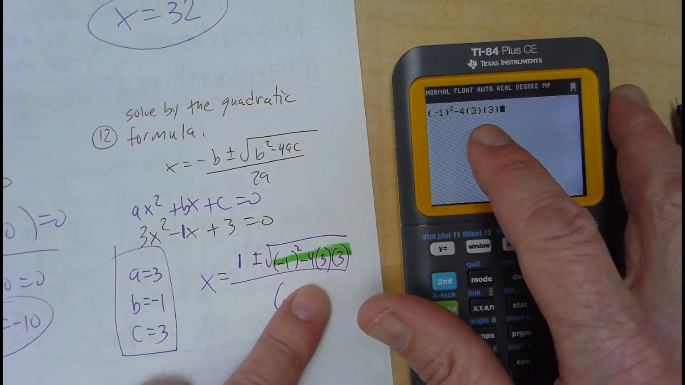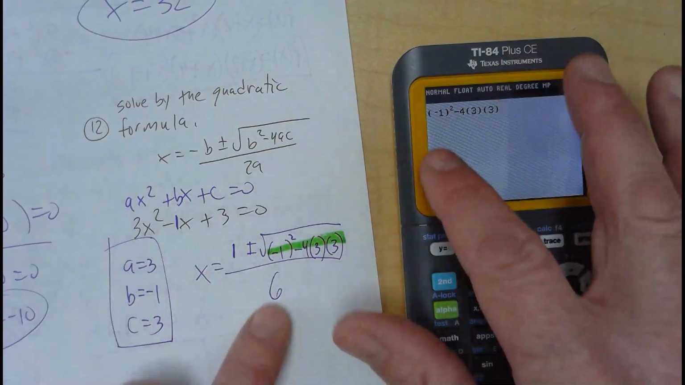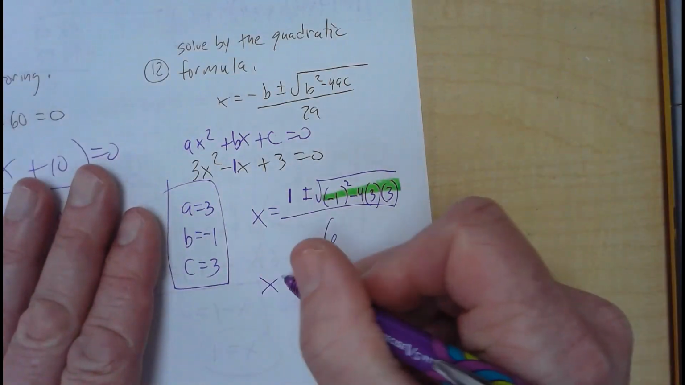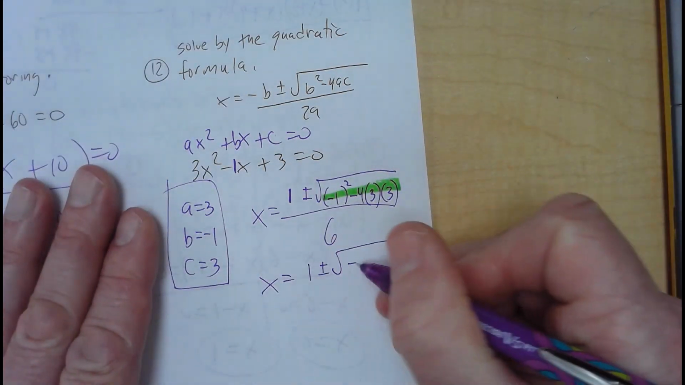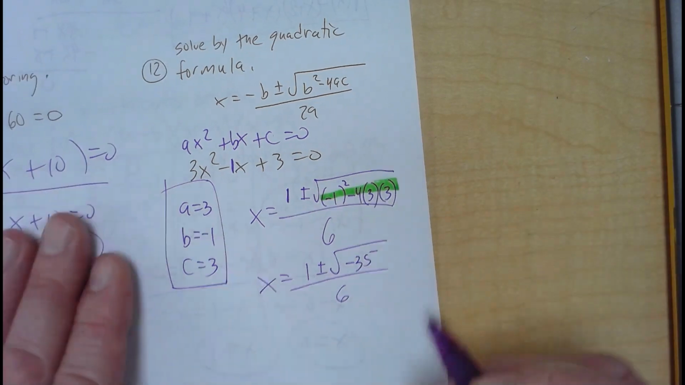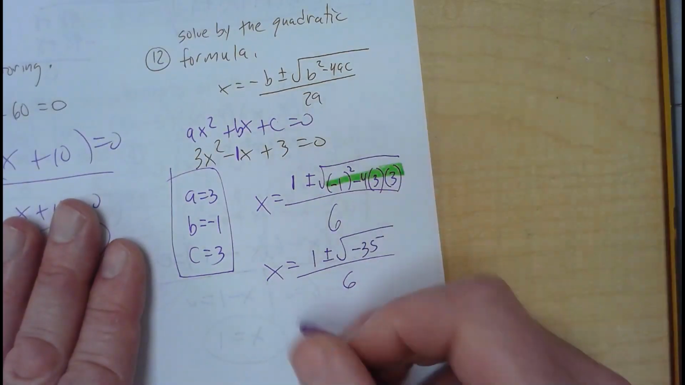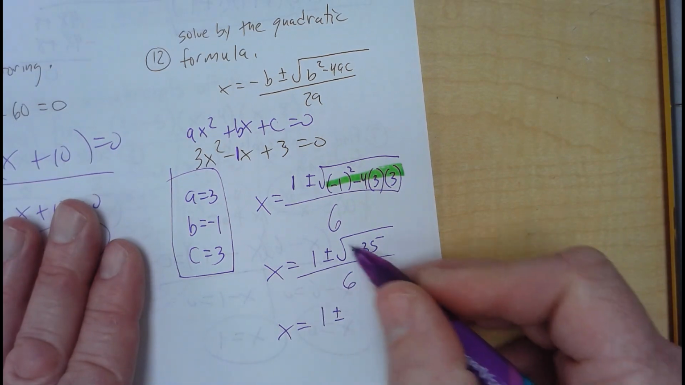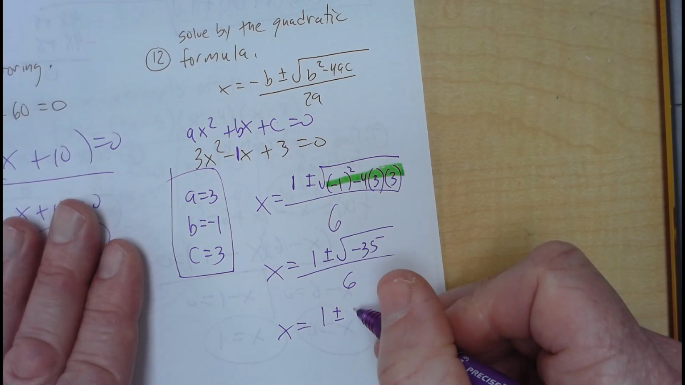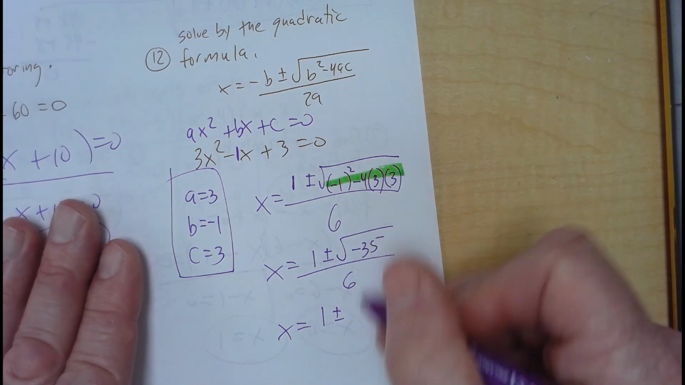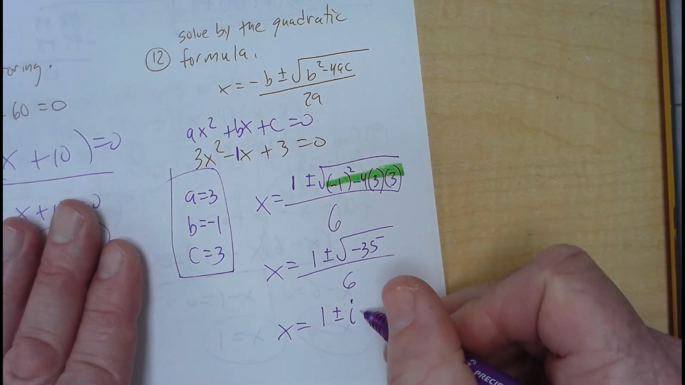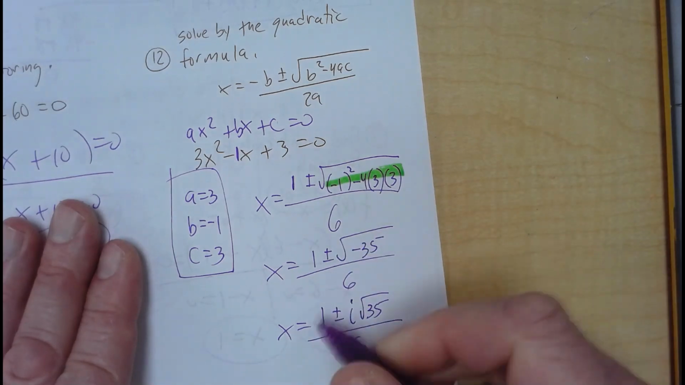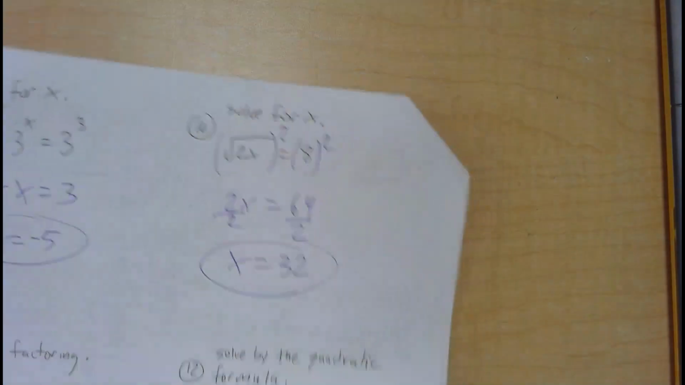So it looks exactly like what I wrote there. No square root, just the green part. And I get negative 35. So x is equal to 1 plus or minus the square root of negative 35 over 6. So this doesn't factor, that's why we do the quadratic formula. Now the negative comes out to the front, because the negative square root can't do it, so that's an imaginary solution, and then the square root of negative 1 is the i, 35 over 6. So that's what we do for that one.